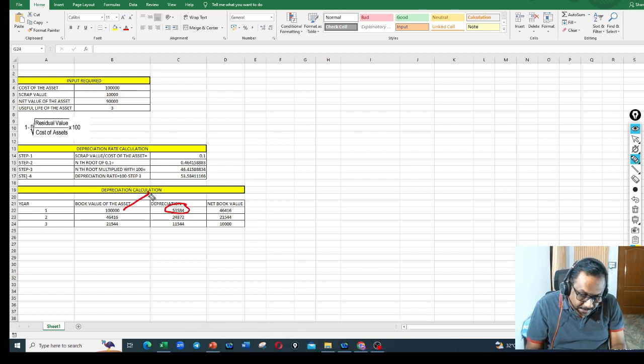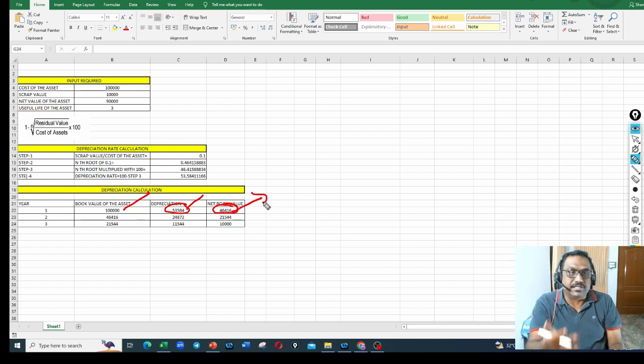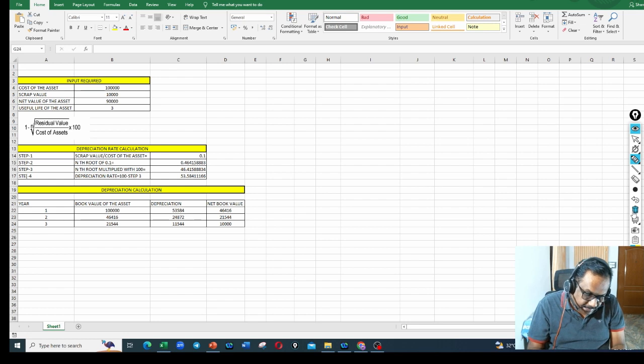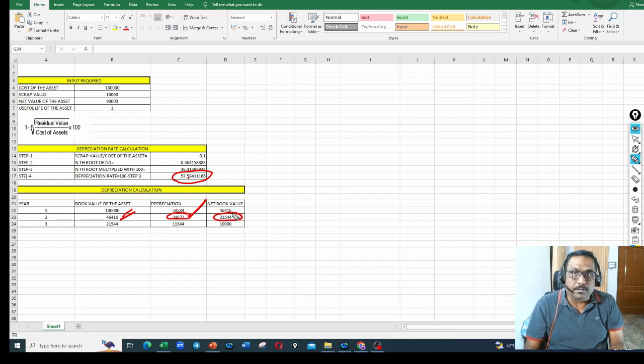After reducing this, 1 lakh minus 53,584, you got net book value as 46,416. This is the net book value which will be carried forward to next year. Now we will go to the second year. This will become the balance in asset. So 46,416 asset value, on this again I need to calculate 53.58%. When I calculate on this, it will become 24,872 as the second year depreciation. Then this asset 46,416 minus 24,872 will come to 21,544 as the net book value of the asset.